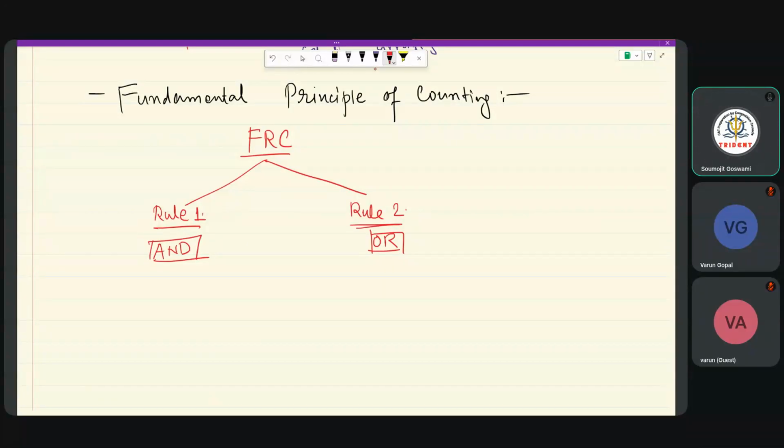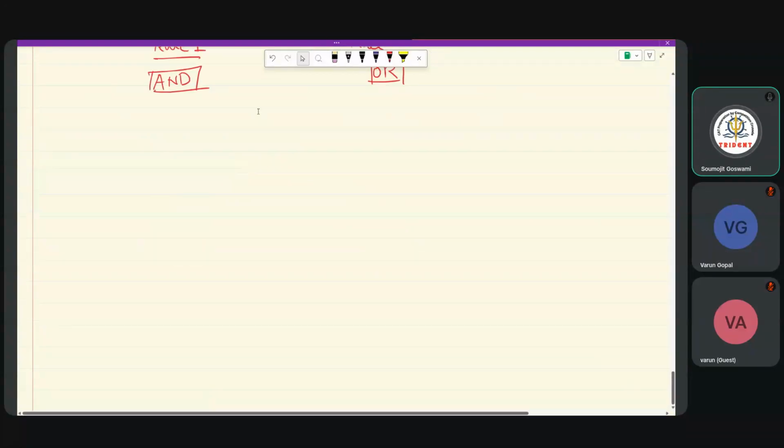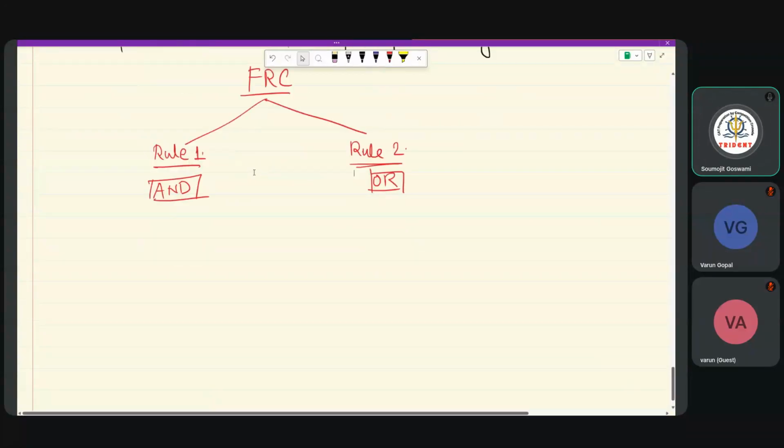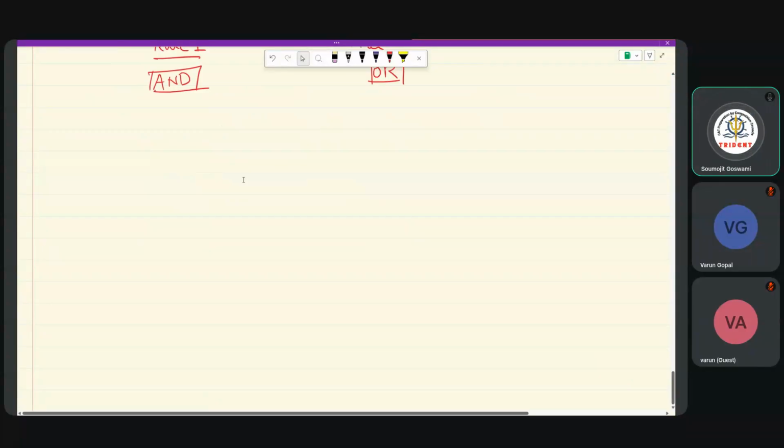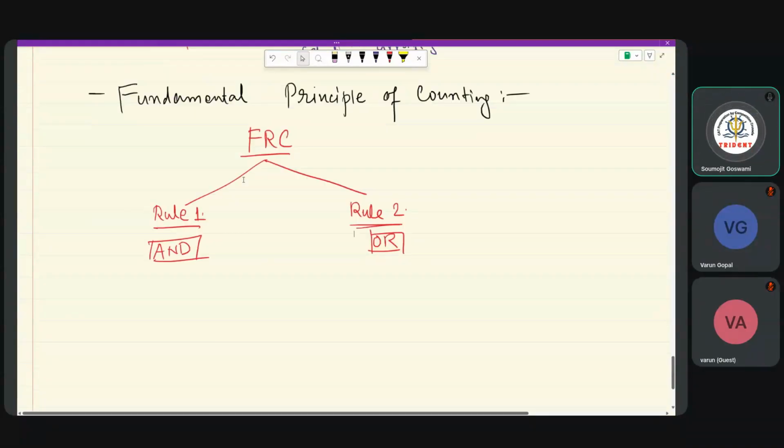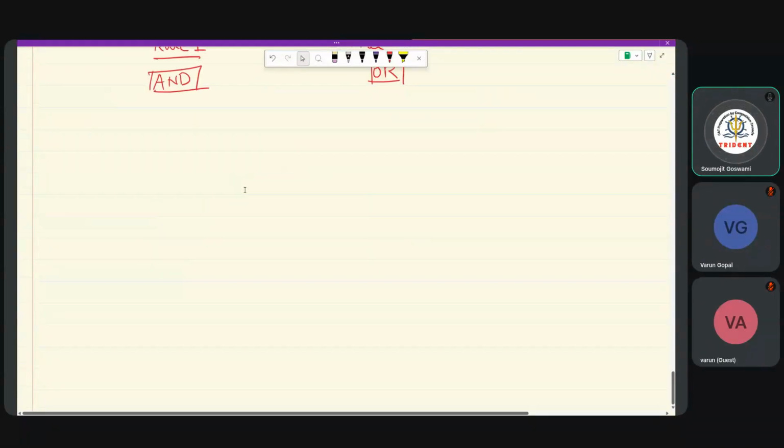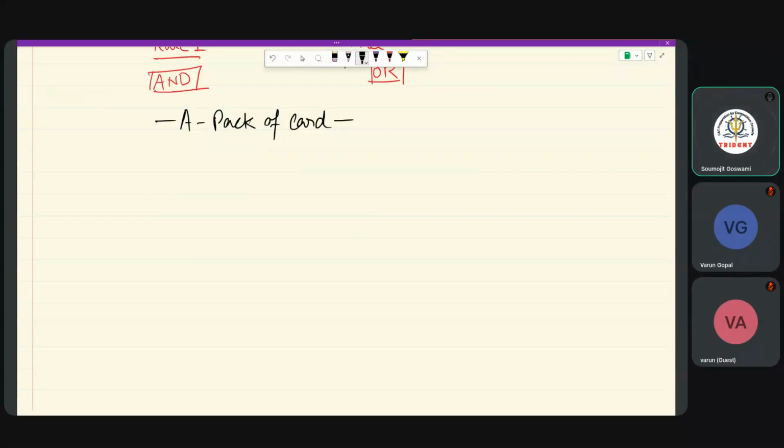Let's see. Chaliye. So we will understand FRC through a question itself. That way it will get etched to your memory. First of all, let me give you some background information. So let's consider a pack of cards. This is a very good time for you to memorize this. Generally, students don't remember this thing.